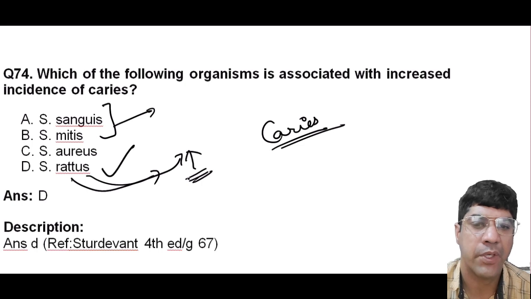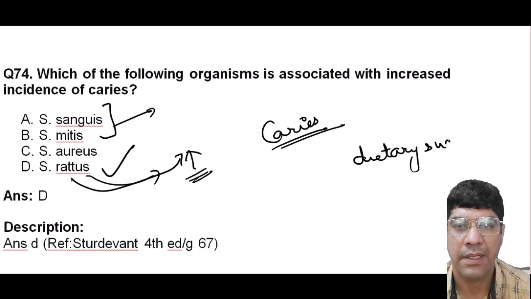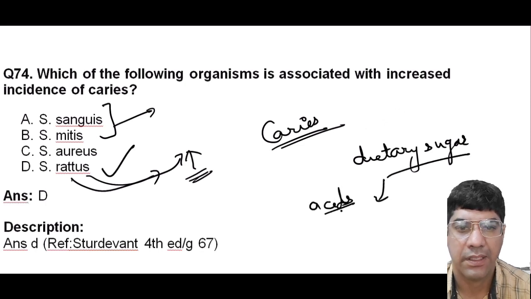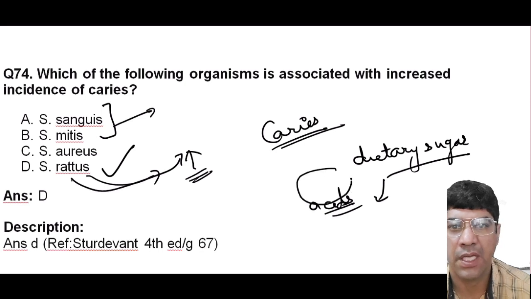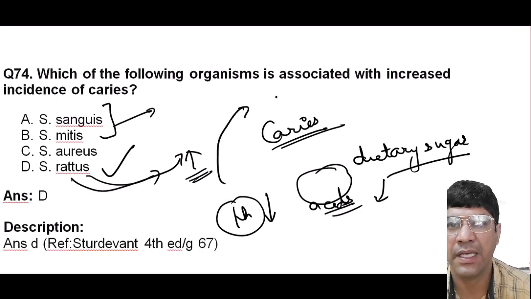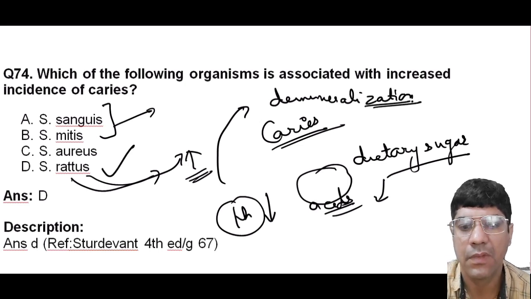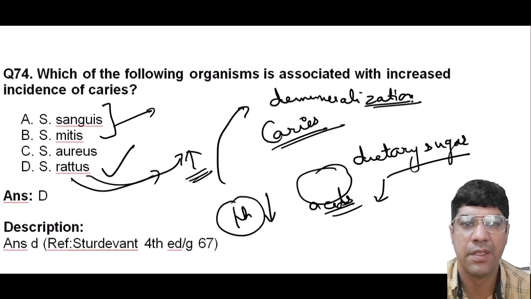We know the cariogenic potential of S. mutans is due to its ability to metabolize dietary sugars, and that produces acids. This acid production lowers the pH in the oral environment, which causes demineralization of the tooth enamel, and that leads to the caries process.